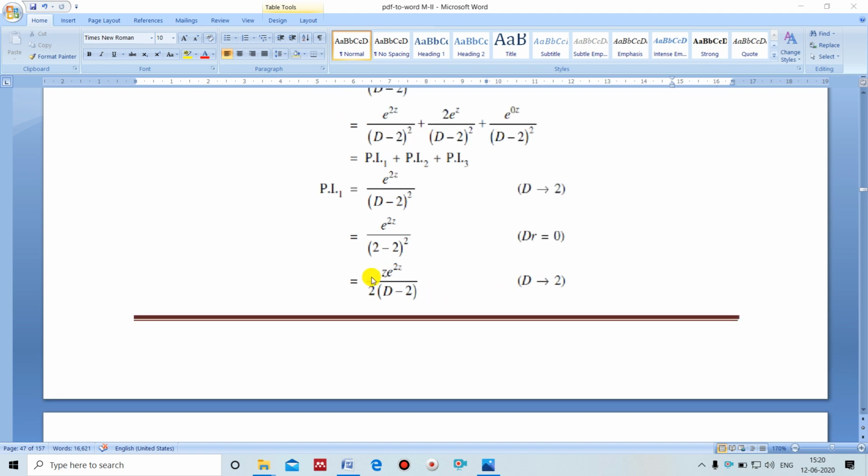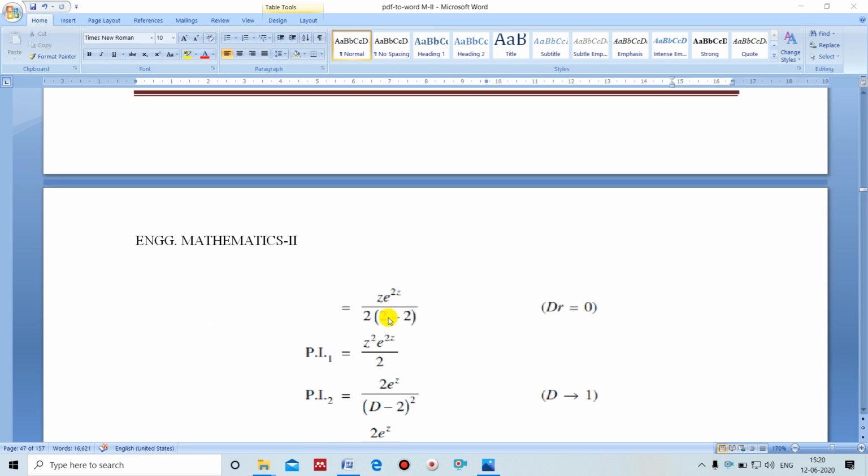If the denominator is 0, multiply z, then differentiate this: z e raised to z. If you differentiate, it is in the form of x square, that is 2x. Then the differentiation of d is 1. Again replace d by the coefficient of z, that is 2.